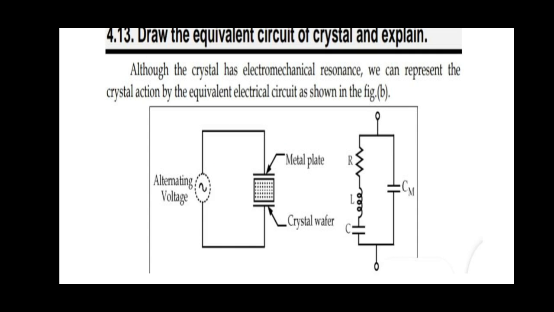Now the next topic is to draw the equivalent circuit of a crystal and its explanation. So we are going to discuss the crystal oscillator. In this symbol, an alternating voltage is applied between two metal plates with a crystal wafer in between, and we have to represent the crystal by its equivalent circuit.